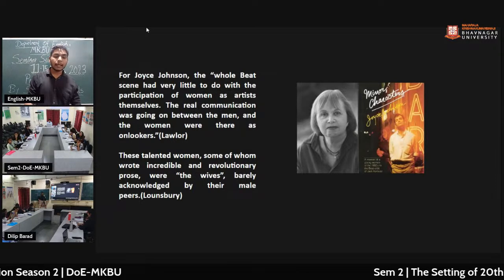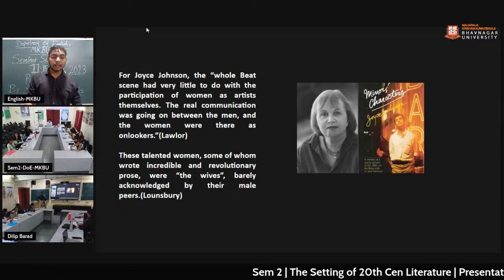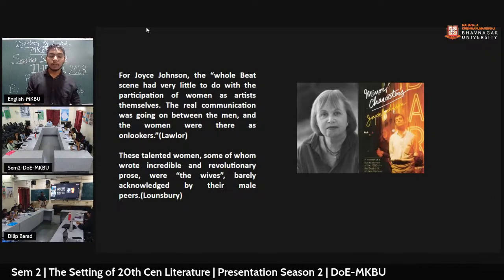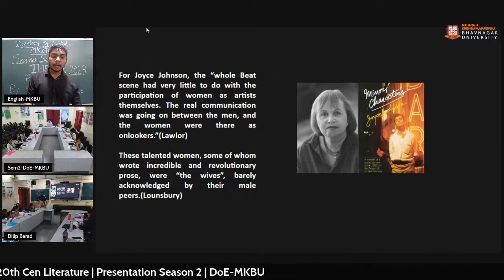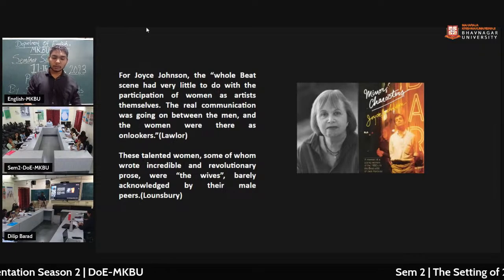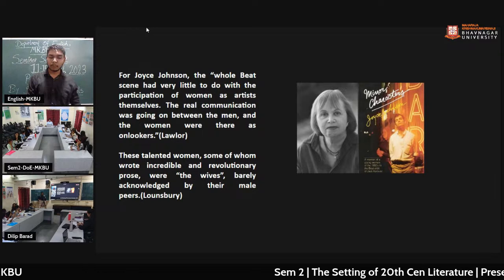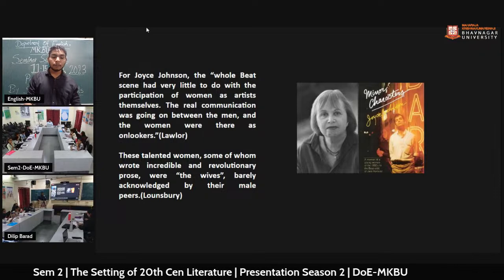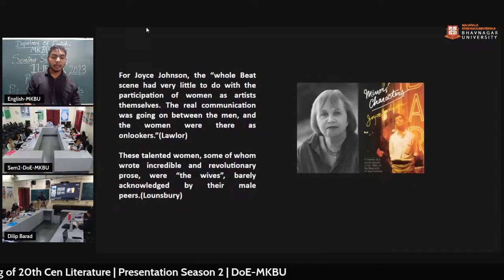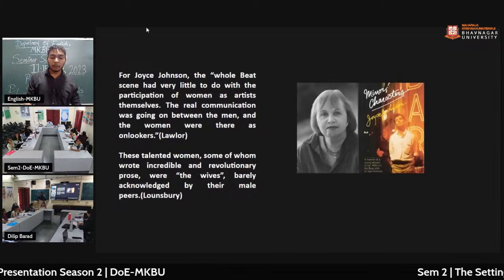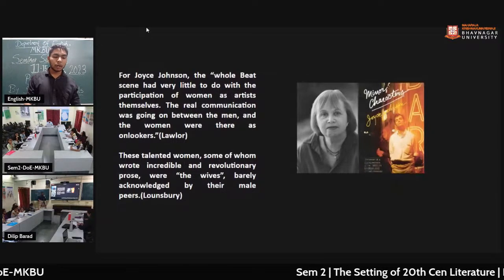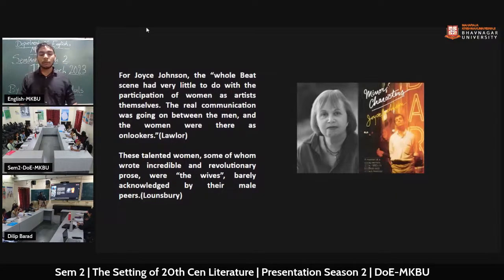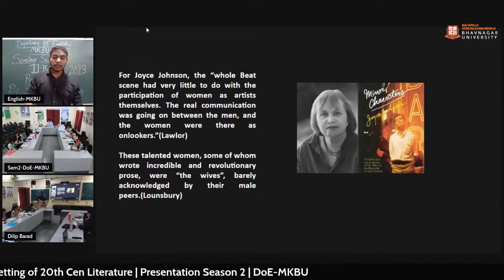the whole beat scene had very little to do with the participation of women as artists themselves. The real communication was going on between the men, and the women were there as onlookers. So this says very much about the women's place in this beat culture. These talented women, some of whom wrote incredible and revolutionary prose, were the wives barely acknowledged by their male peers. So that was the position of women and women writers in the beat culture.